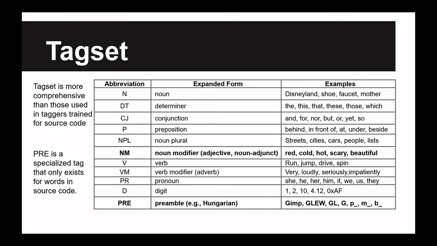The other tag to notice is Noun Modifier, abbreviated N as in not and M as in mother. Noun modifiers are either normal adjectives or noun adjuncts, which are defined as nouns that are being used as adjectives. We'll see an example of this in a moment.